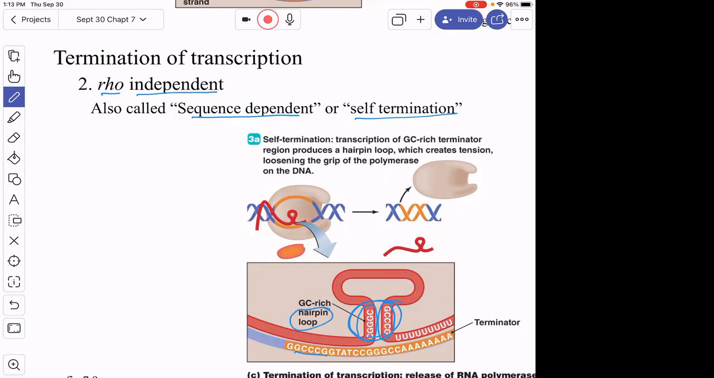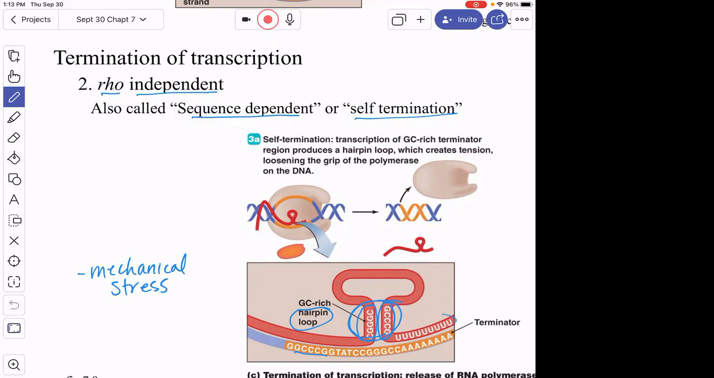So again, anyway, if you want me to go deeper into the palindrome thing, I can sketch that out a little bit later, but I think it's not super important there. But it will form this hairpin loop that causes some mechanical stress that causes the transcript to fall off of the DNA.